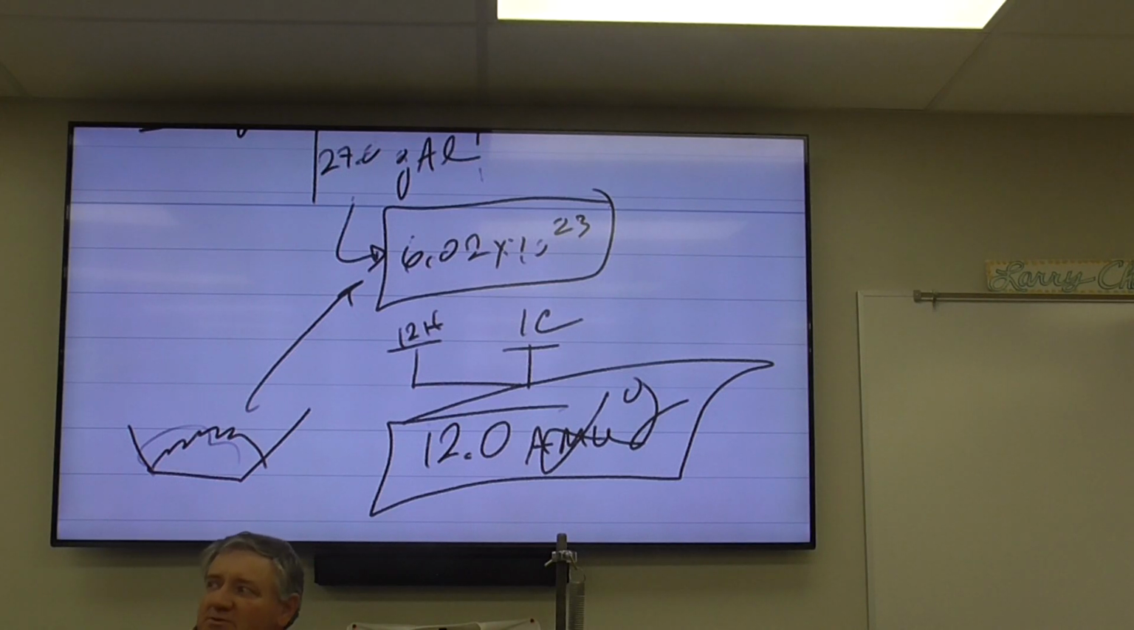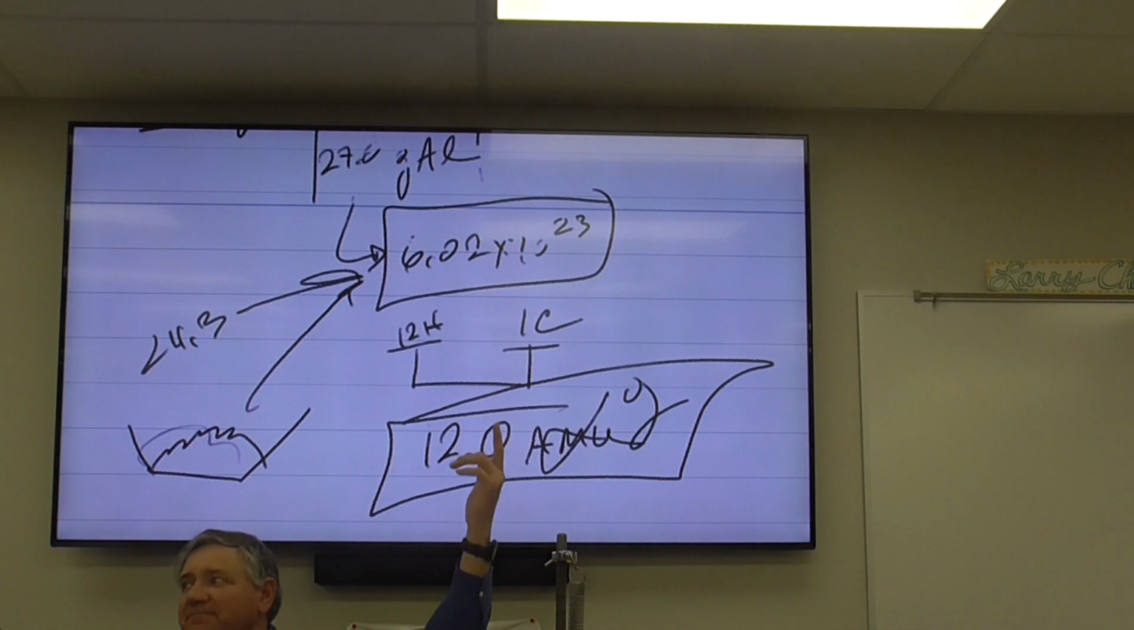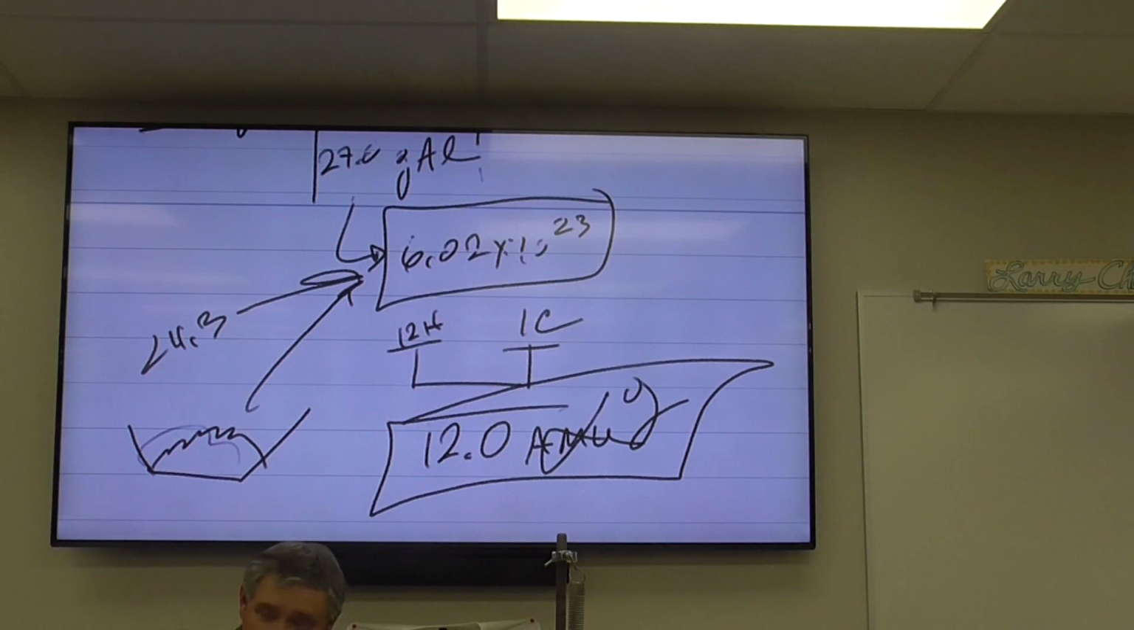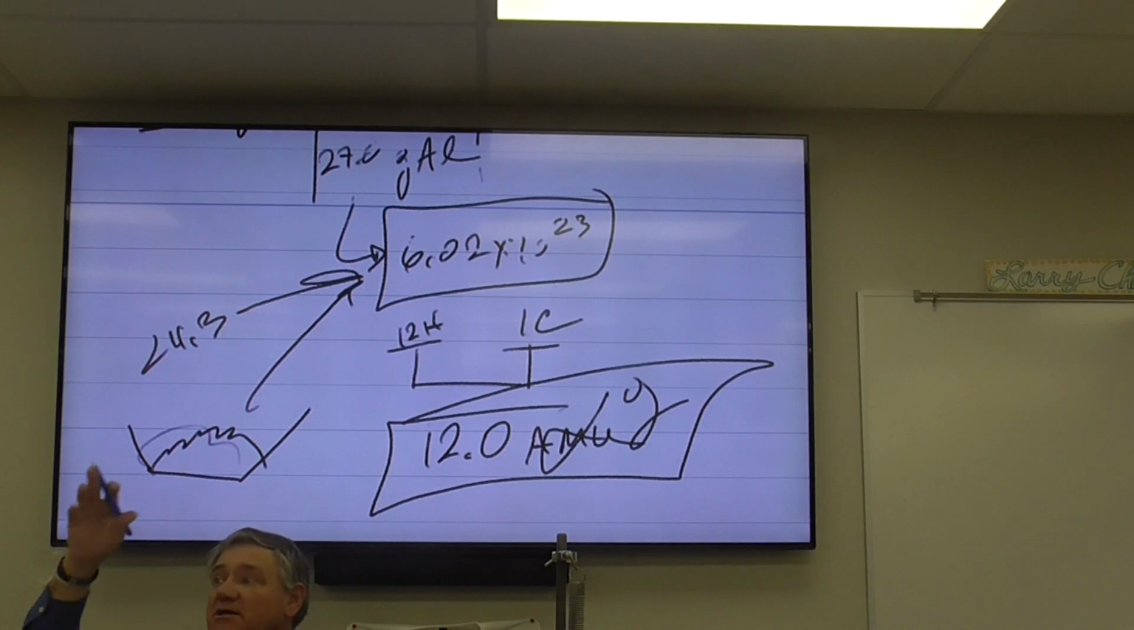And then they said, oh, let's do that with magnesium. Magnesium was 24.3. So then they said, okay, how many magnesium atoms is it going to take to get to 24.3 grams? Lo and behold, it took the exact same number of particles. Okay? So the reason that it's 6.02 times 10 to the 23rd is because it takes that number of particles, the total mass of those particles, to equal the relative atomic mass in grams.